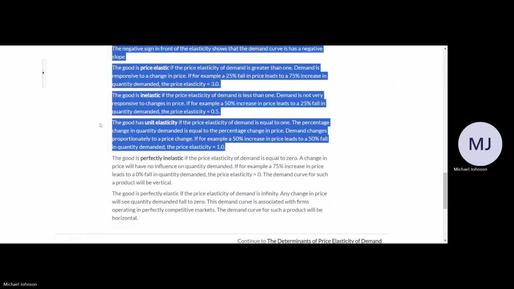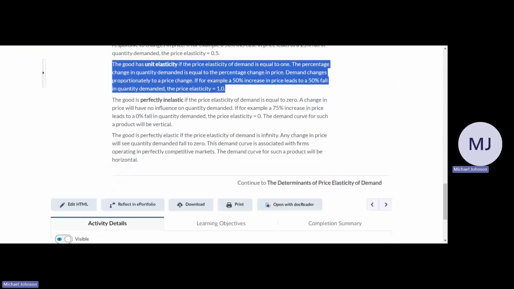Unit elasticity, it's very rare to see something unit elastic. That means that if the price goes up, the quantity demanded will go down by the same percentage. So if the price goes up by 1%, the quantity demanded would go down by 1%. That's exactly what would happen.